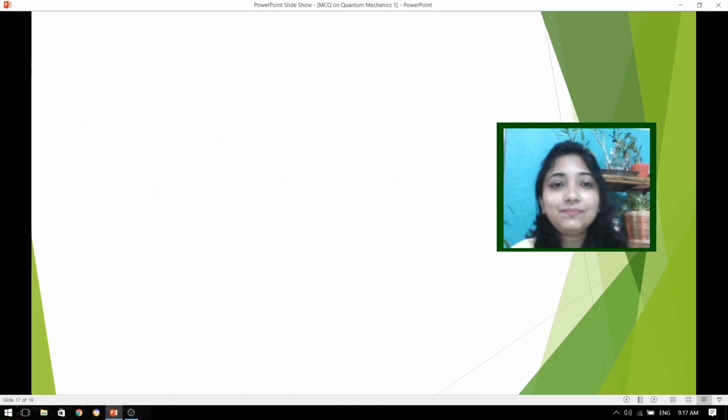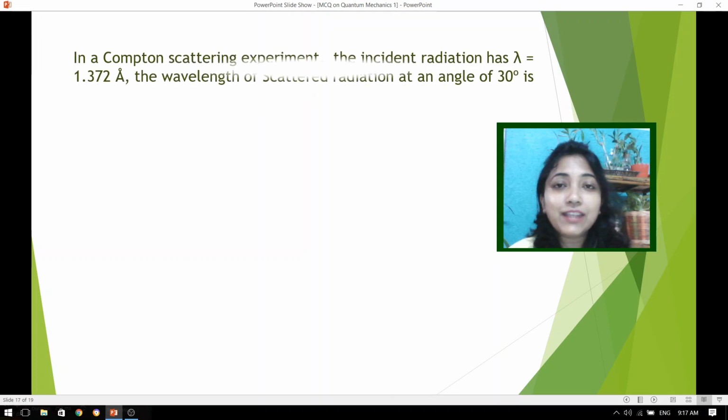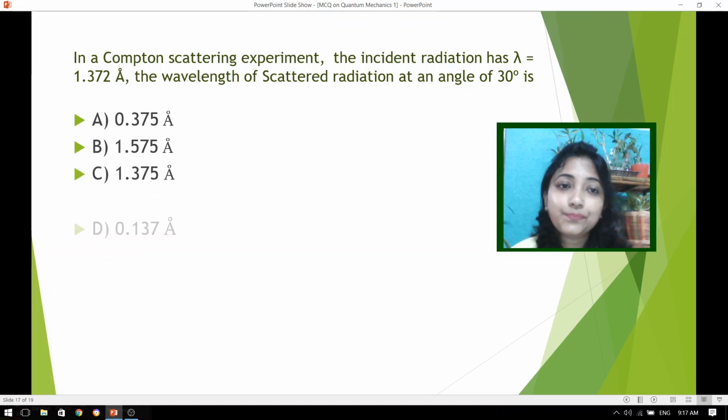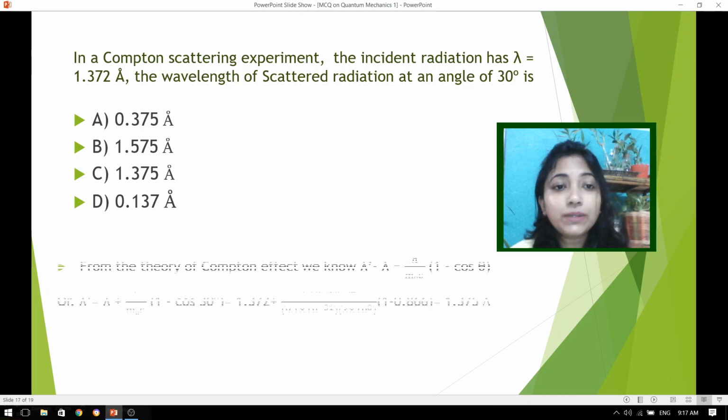Alright. Let us see the next question. In a Compton scattering experiment, the incident radiation has lambda equal to 1.372 angstroms. The wavelength of scattered radiation at an angle of 30 degrees is, we have been given 4 different options. So this is basically a numerical problem. So what are we doing?